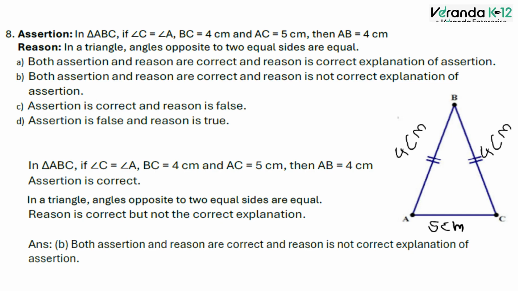But here we are telling sides are equal, but in the reason we are telling angles are equal. Both are correct but both are not related. So the correct option is B: both assertion and reason are correct and the reason is not a correct explanation of the assertion.